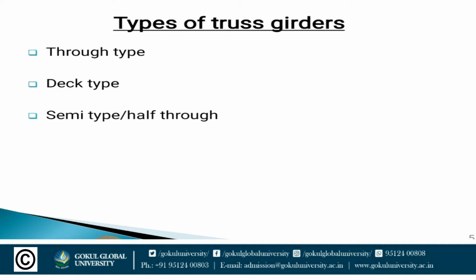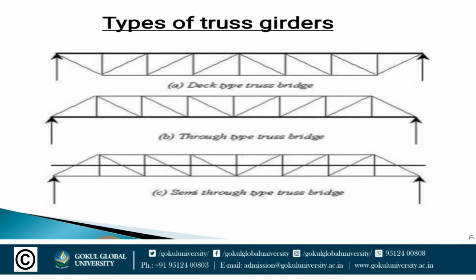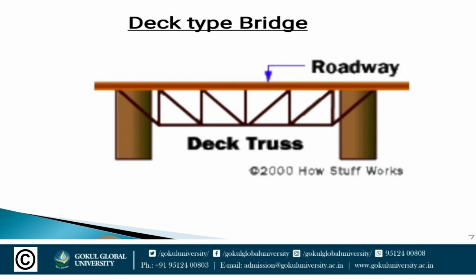Type of truss girder. There are three types of truss girder: one is the through type, the deck type, and the last one the semi-through type, otherwise called half through type. We can see the figure of three different types of the truss girder. First one is the deck type of truss girder bridge. The second one is the through type of truss bridge, and the last one is the semi-through type of truss bridge.